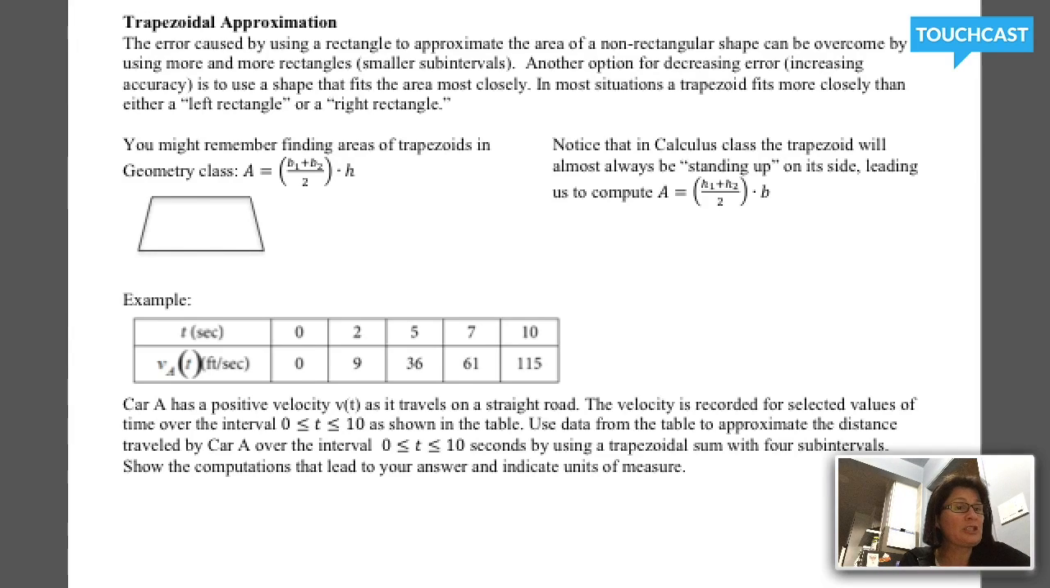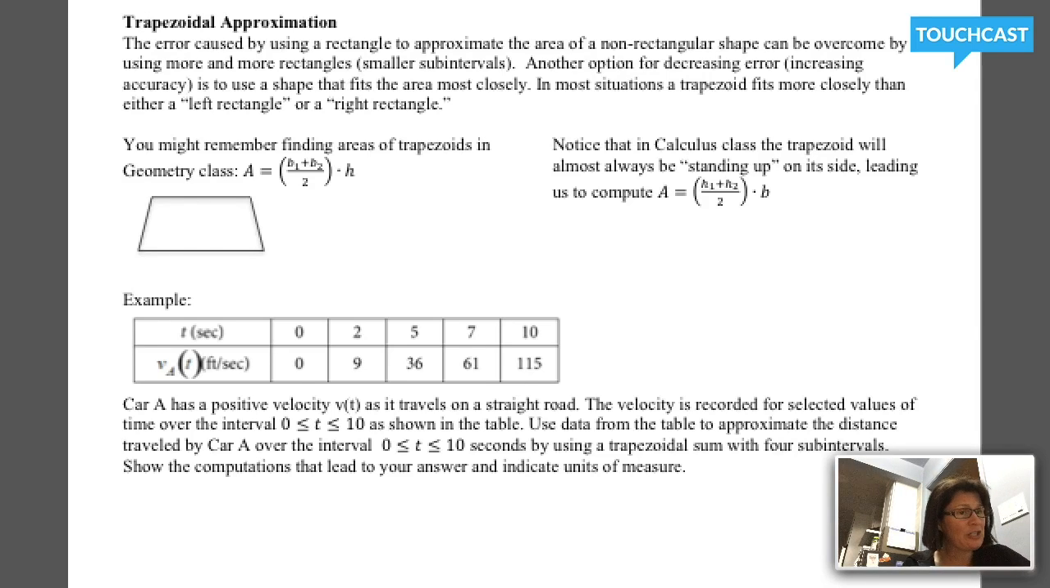If we want our approximation to be better, if we want to increase our accuracy, we have two options. We can either use more and more rectangles, or we could find some shape that's better than a rectangle. Find some shape that matches the curve more closely. And it turns out for most functions, for most curves you'd want to find the area under, a trapezoid is going to fit more closely than a rectangle will.